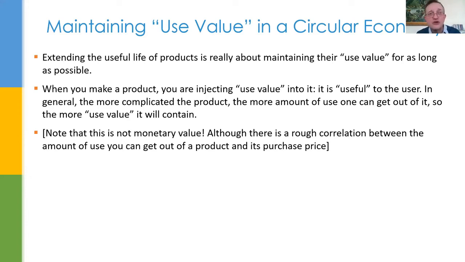For instance, the use I can get out of a spoon is relatively simple. It's to move some liquid from a bowl to my mouth. But something like this computer can offer me much more use than that. And so more complex products will generally contain more use value. Now, just note here that this is not monetary value that I'm talking about. It's the amount of use that you can get out of a product. I mean, there is a rough correlation between the amount of use you can get out of a product and its purchase price, but I'm really talking about use value.